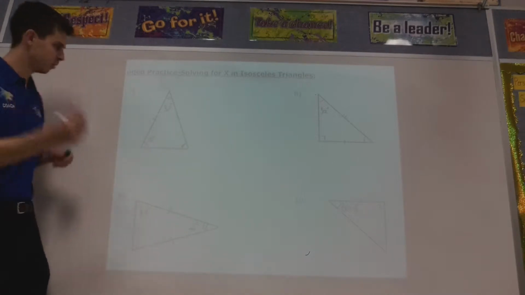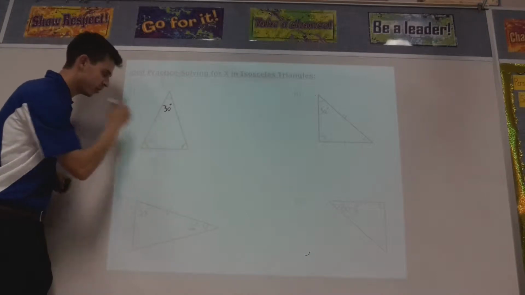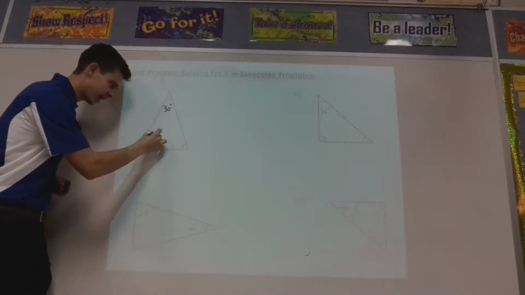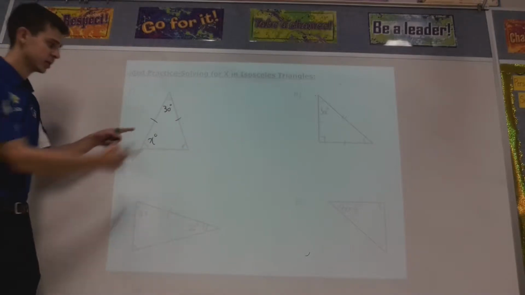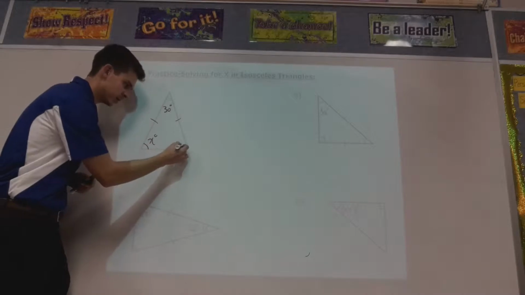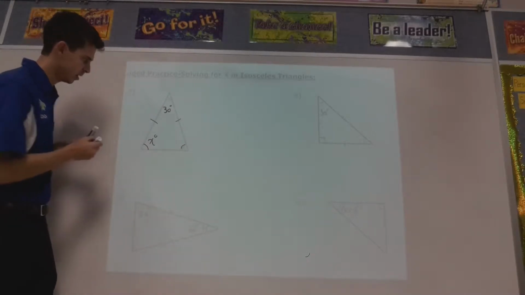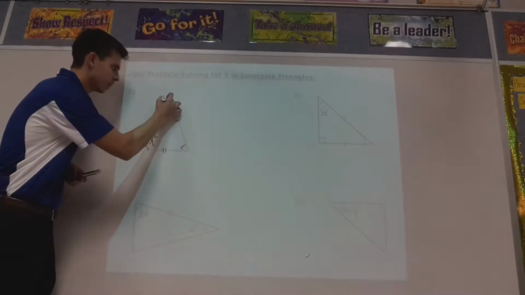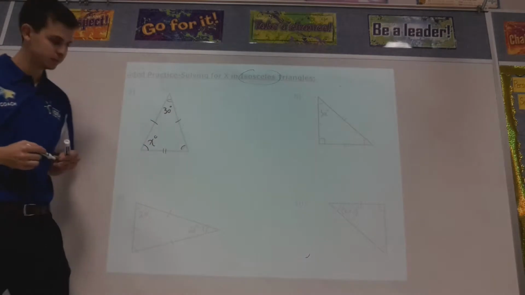Problem 1 here, I'm going to write out these numbers just to make it a little bit more clear. We have a 30 degrees here. We have x degrees here, and they also give us some information about these triangles. This triangle. These two sides are the same, and these two angles are the same. This side here is different. Now, this makes an isosceles triangle.